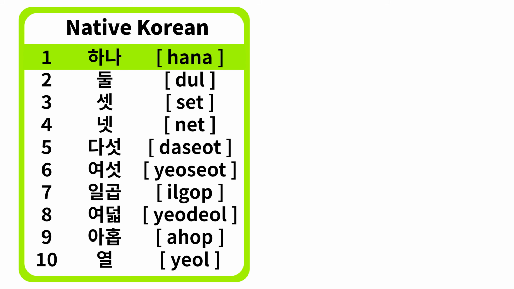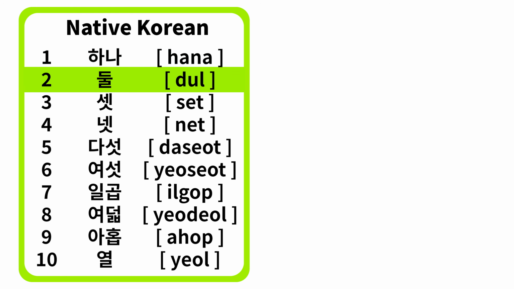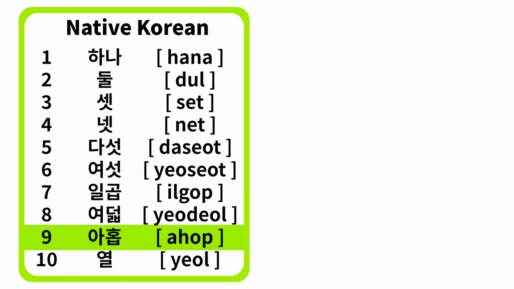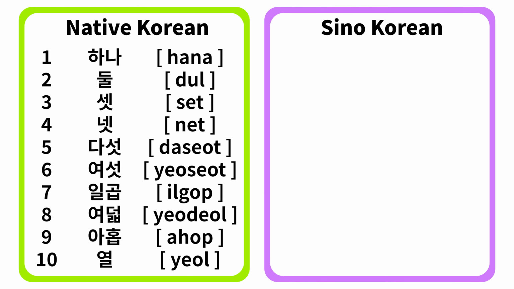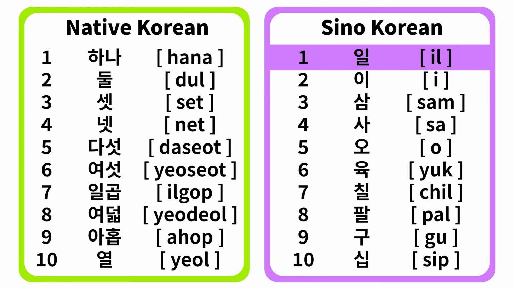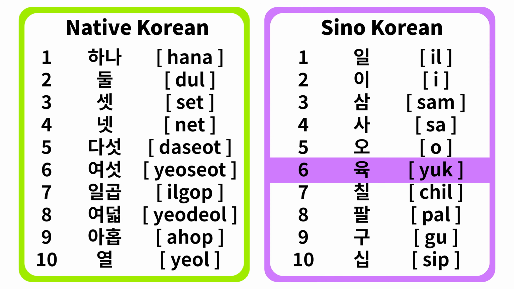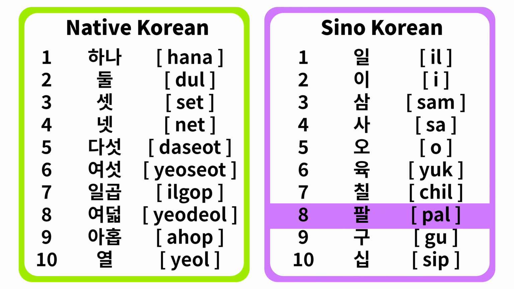Let's start with basic numbers, both native and Sino. So Native Korean 1 through 10. 하나, 둘, 셋, 넷, 다섯, 여섯, 일곱, 여덟, 아홉, and 열. And Sino-Korean 1 through 10. 일, 이, 삼, 사, 오, 육, 칠, 팔, 구, 십.